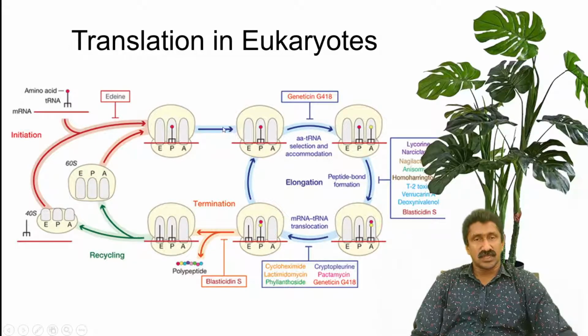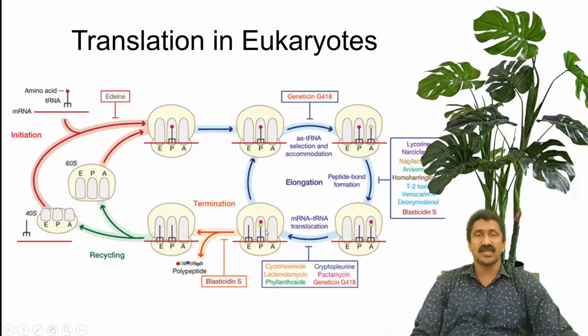Then we come to the next step, that is the elongation stage. In the elongation stage, we have a cyclic process. The incoming amino acid will initially occupy the A site. Then the peptidyl transfer reaction will occur, which will transfer the peptide bond present in the P site to the A site. Then the translocation, which is similar to that of the prokaryotic system.